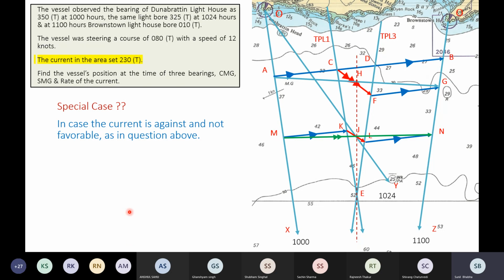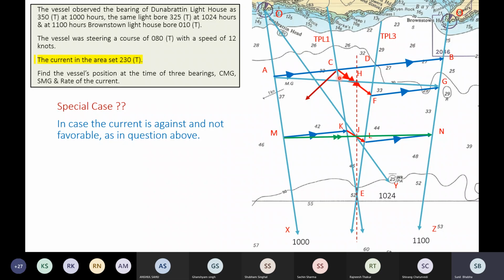You can see in this particular question, our course steered is in the easterly direction. The current also has an easterly component. So basically the current is favoring the ship. But let's assume that in a particular question, the set of the current which is given is against the course steered. Something like this. You see this vector here? Let's say the current is given to you like this.